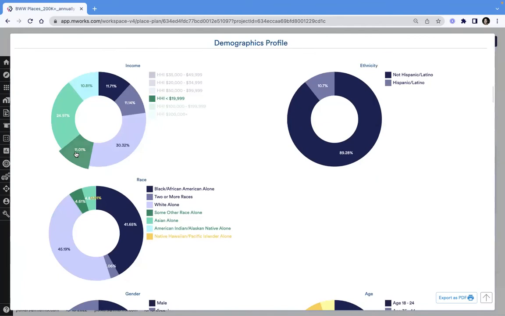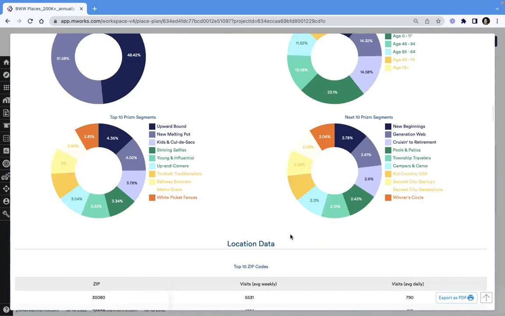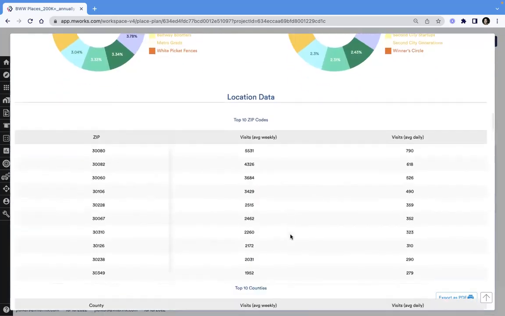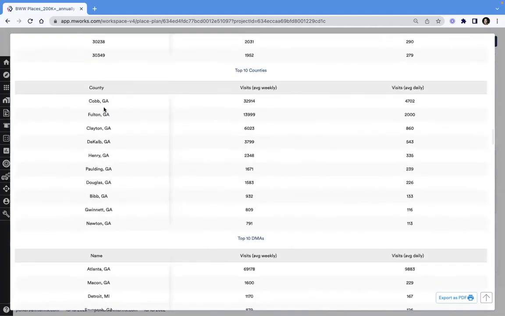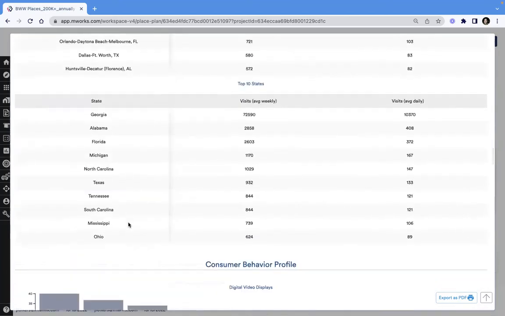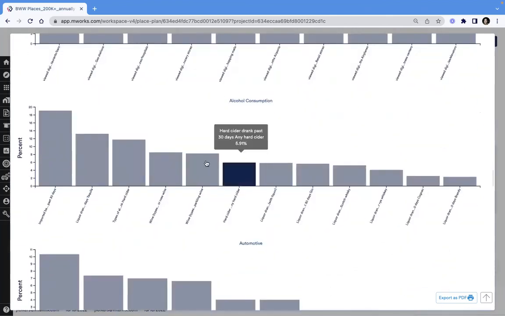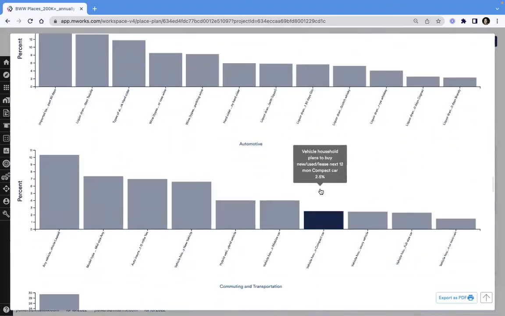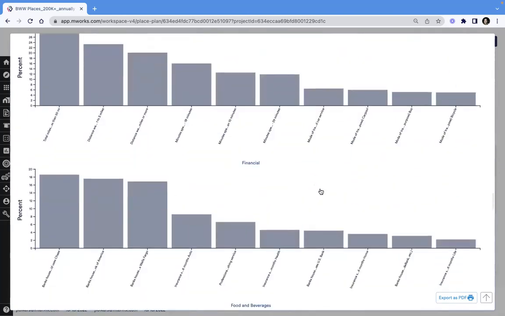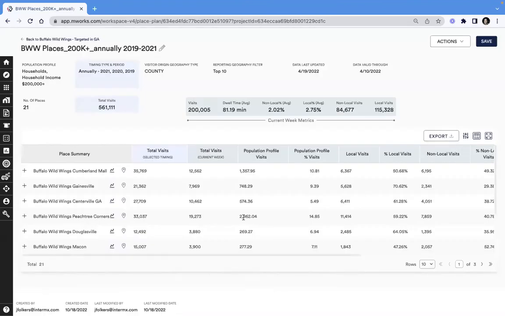What are the primary demographics of income, of ethnicity and race, gender and age that are the people visiting those locations? Also, you can get a glimpse into the trade area that's serving that location based on the counties, the cities, and even down to zip code and state. Other aspects, consumer behavior profiles of people that visit this place. All of these pieces will be available in dashboards and other metrics and outputs available. This is exportable as well as exportable from Excel to get more of that information at your fingertips.